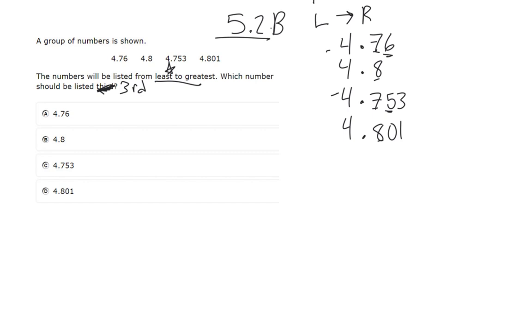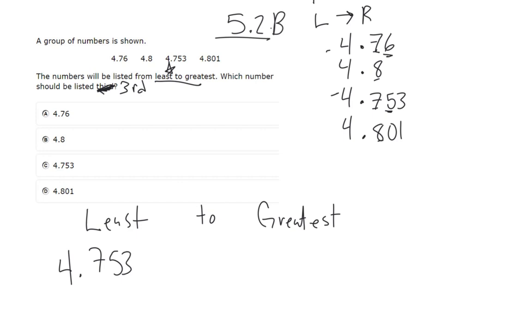So I'm going to start from the left, from least to greatest. Our first number would be 4 and 53 hundredths. That would be my lowest number, so go ahead and cross that one off. My next one would be 4 and 76 hundredths. Cross that one off. And then I'm just between these 2 right here.